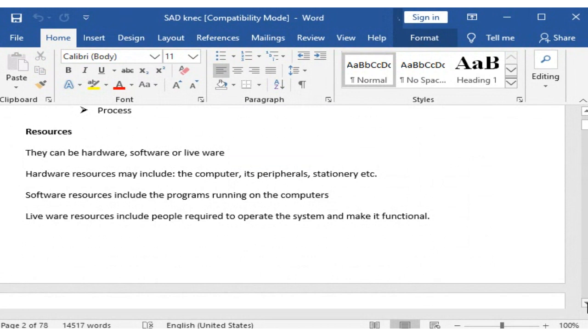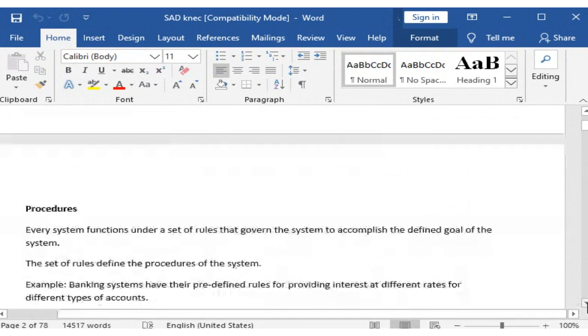Software resources include programs running on the computer. Remember, hardware are the physical, tangible components of a computer, and software are programs that run in a computer. Then we have liveware. Liveware resources include people required to operate the system and make it functional. We have procedures.